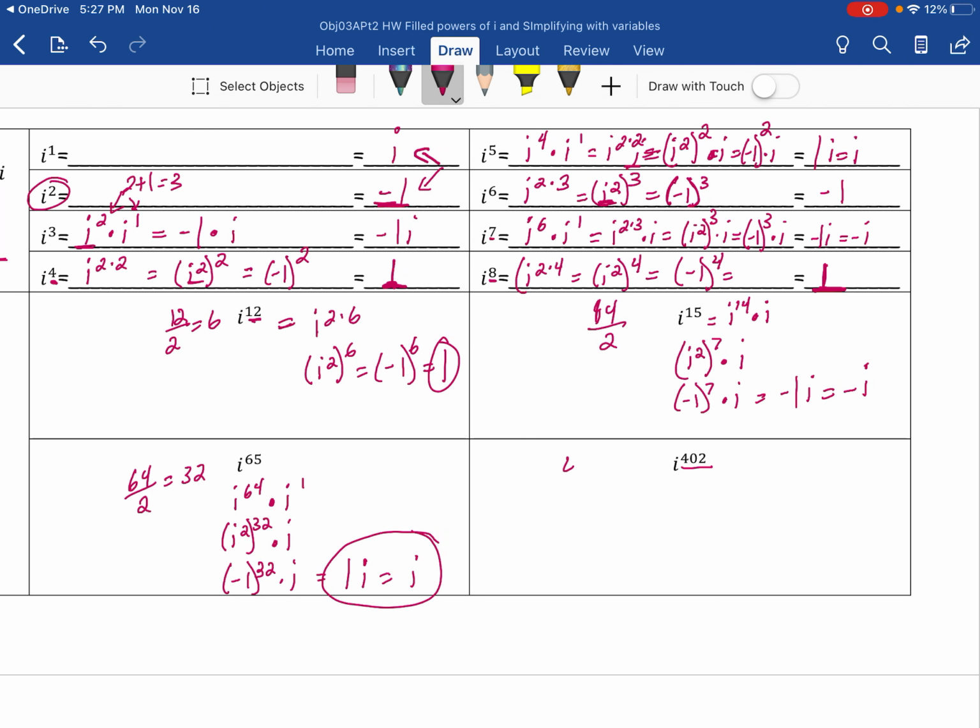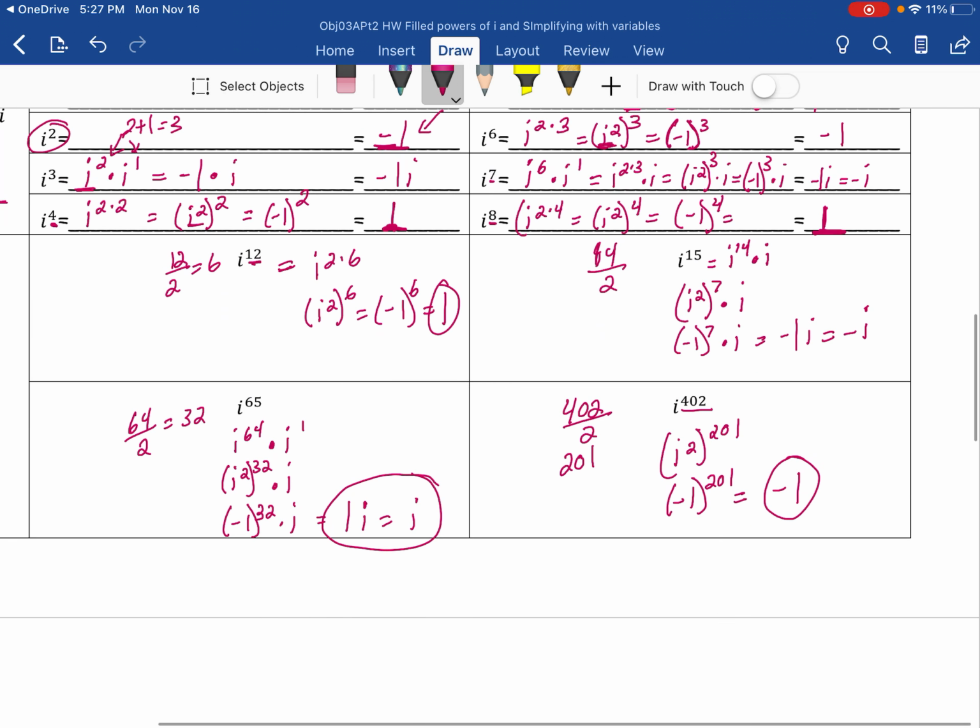i to the 402 power, well, it's even. All I do is 402 divided by 2, which is 201. So this is going to be i squared to the 201st power, which is negative 1 to the 201st power, which is just plain old negative 1. Okay, so that's it. If it's odd, you know it's going to have an i in it, so you just take away an i, divide by 2, put negative 1 to that power.